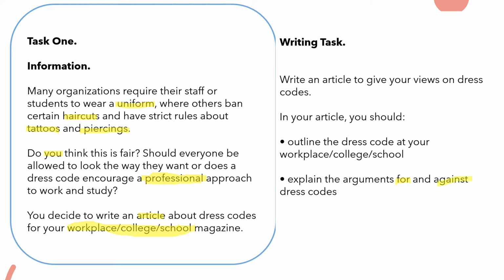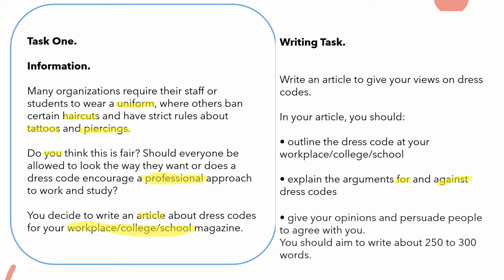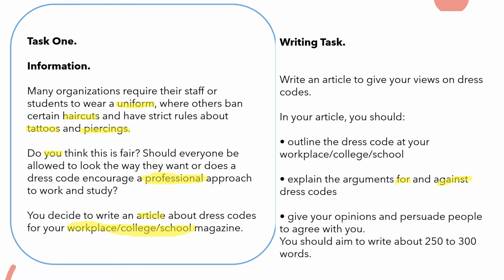And a real good thing to do to actually present a balanced argument is to think about using things like discourse markers. So words like on the other hand, however, in addition, in contrast, things like that will allow us to talk about different sides of an argument. And finally, give your opinions and persuade people to agree with you. You should aim to write about 250 to 300 words.